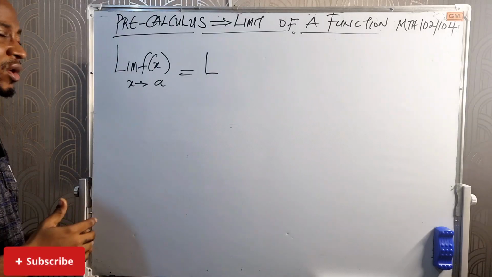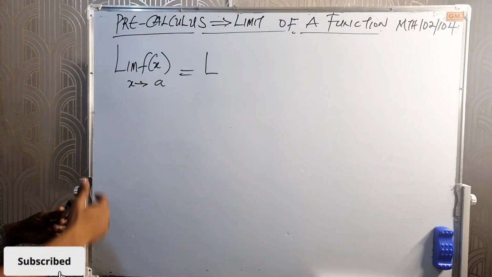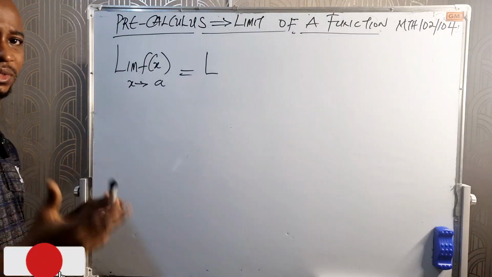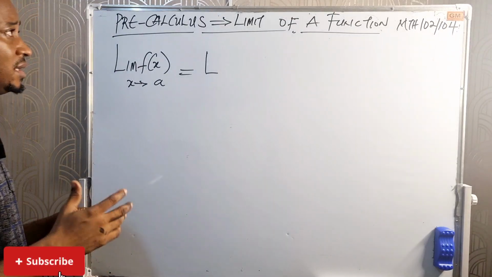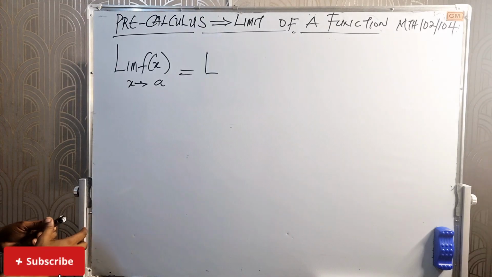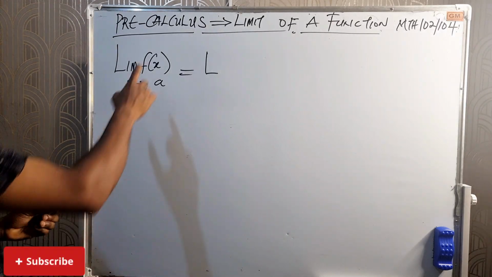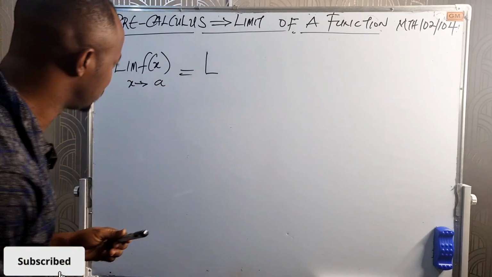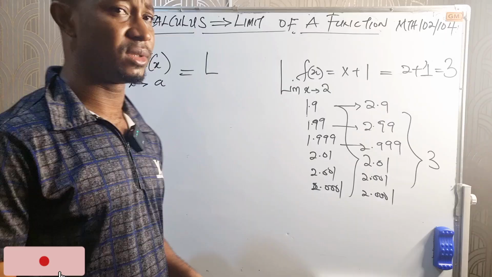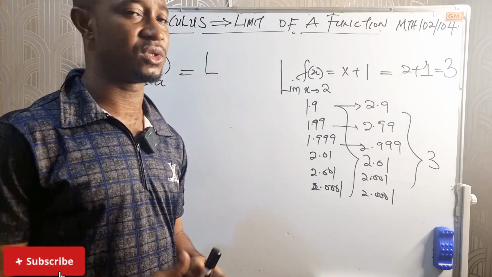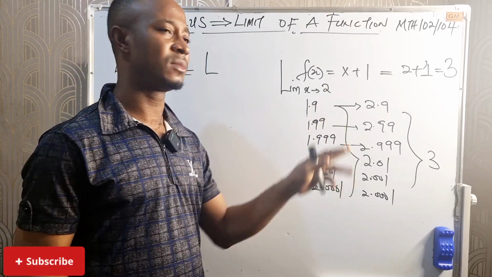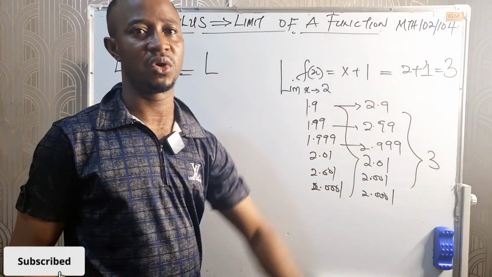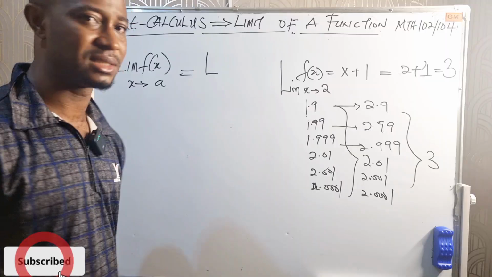In limit, we're not concerned with what happened at a actually, but what happened as x is approaching a. That's what we are concerned about when it gets to limits of a function. So the behavior of f of x as x is approaching a is really called limit of a function. But in essence, if you have to find limit of a function, just look for that number that was given, substitute the value of that number into that function. Whatever you have becomes the limit of that function at that particular point.